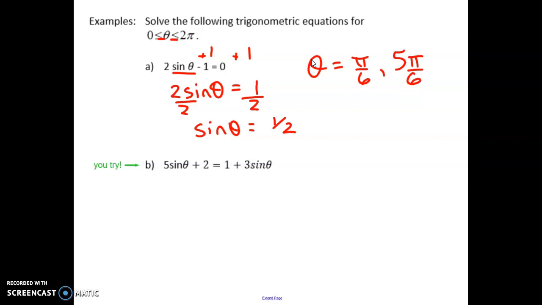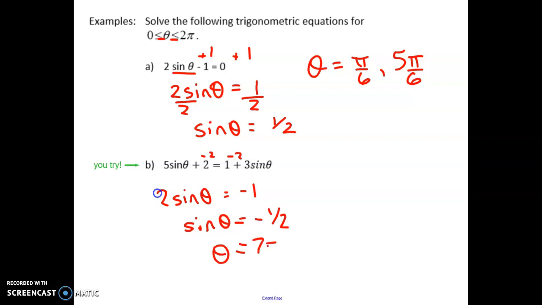So here when I combine like terms, I'll put the 3 sine subtracted over to the 5 sine, so we'll get 2 sine theta. And then if I subtract my 2 over to be with my 1, it's a negative 1. And when you divide out the 2, we'll get a negative 1 over 2. Then when we look on our circle, you should find the angles where sine is negative half at 7 pi over 6 and 11 pi over 6.